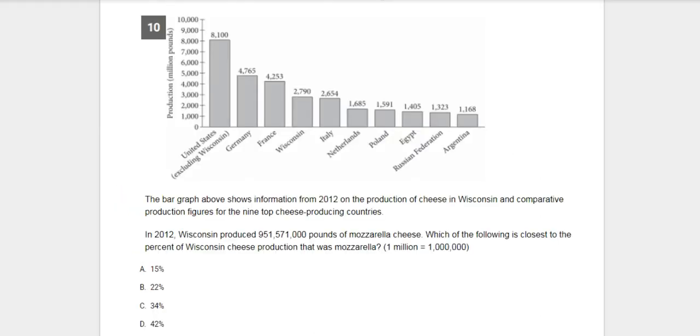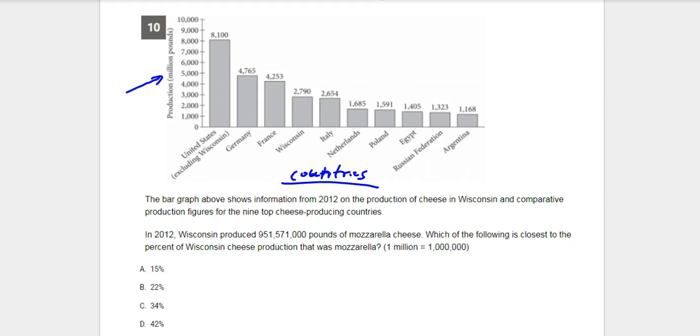All right, number 10, talking about cheese production. This is another multi-part problem because 10 and 11 both operate off of this cheese chart. Over here on the side, we can read that the production of cheese is on the left, and that's in millions of pounds. So every number there needs to get multiplied by 1,000,000. And here are the countries down on the bottom that produce them.